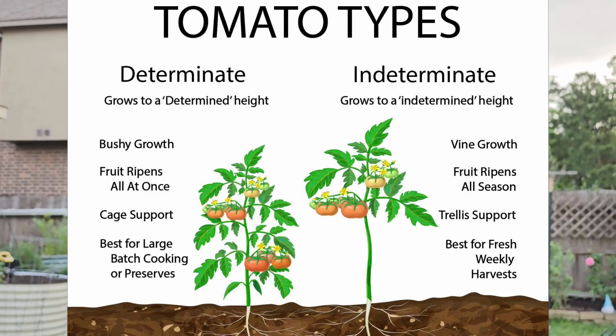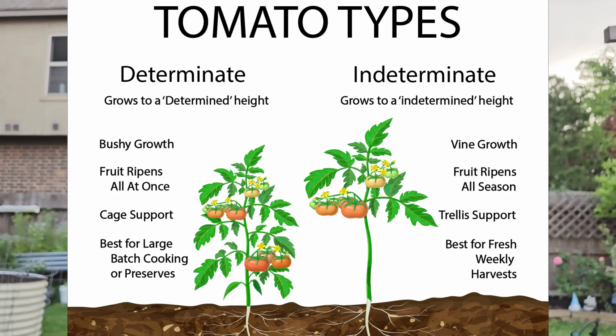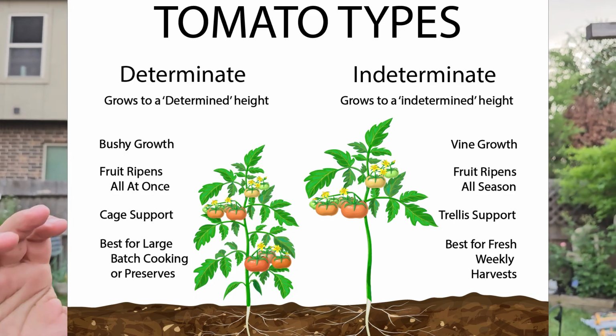So again, make sure if you're a beginner gardener, you know the difference between determinate and indeterminate tomato plants. It's very important. I can't stress that enough. My first year, I grew the wrong kind, didn't have the support system that I needed for them, and it wasn't the best experience for me. So I don't want that for you.